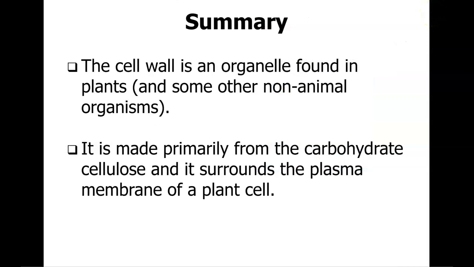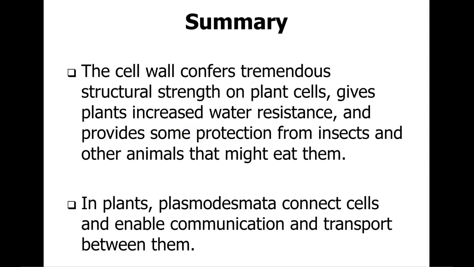So in summary, the cell wall is going to be an organelle found in plants and some other non-animal organisms. This will be things such as prokaryotes, bacteria and archaea. It's going to be made primarily from a carbohydrate, cellulose, and it surrounds the plasma membrane of the plant cell. The cell wall confers tremendous structural strength on plant cells, gives plants increased water resistance, and provides some protection from insects and other animals that might try to eat them. And in plants, the plasmodesmata are going to connect the cells and enable them to communicate with each other.